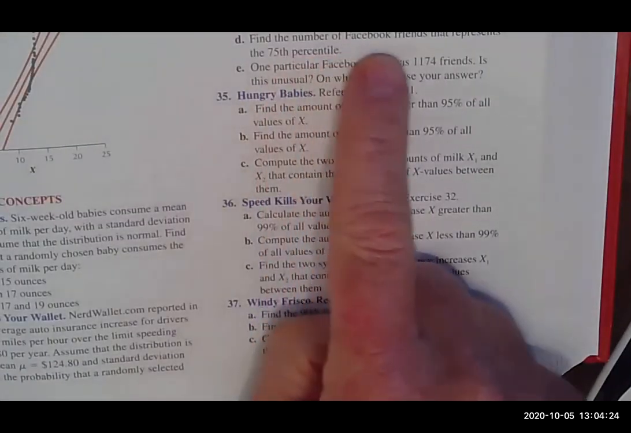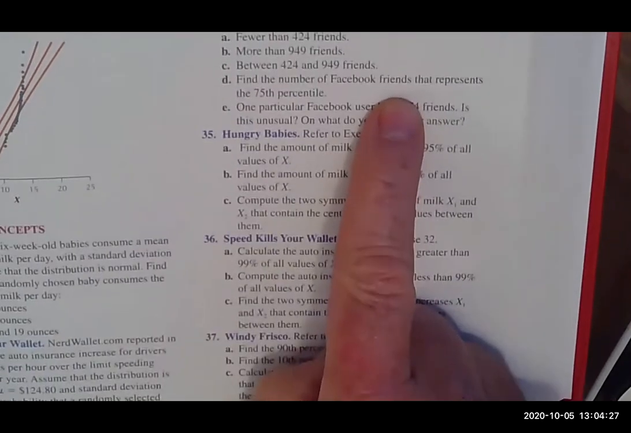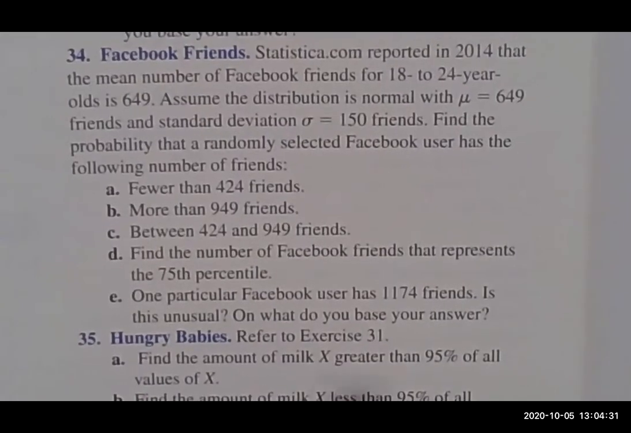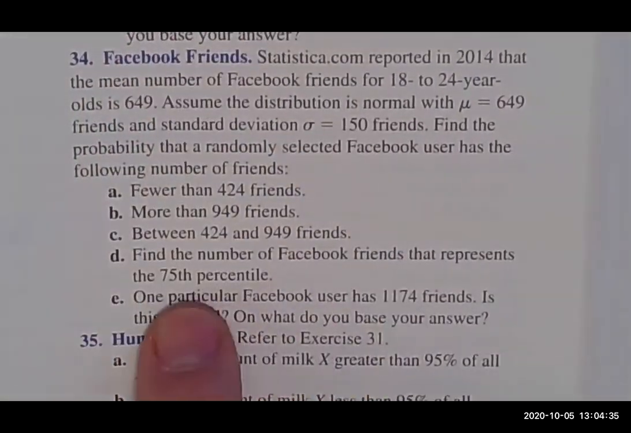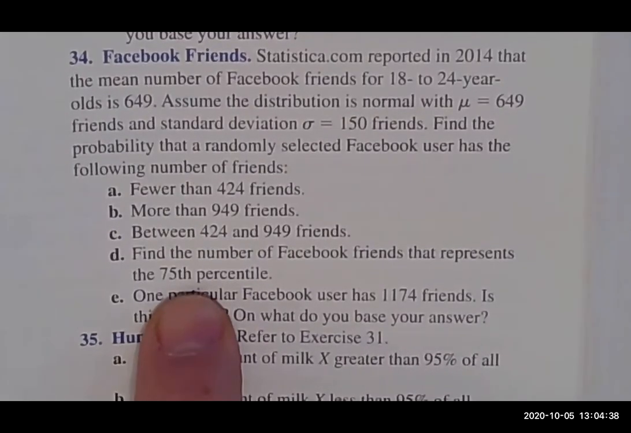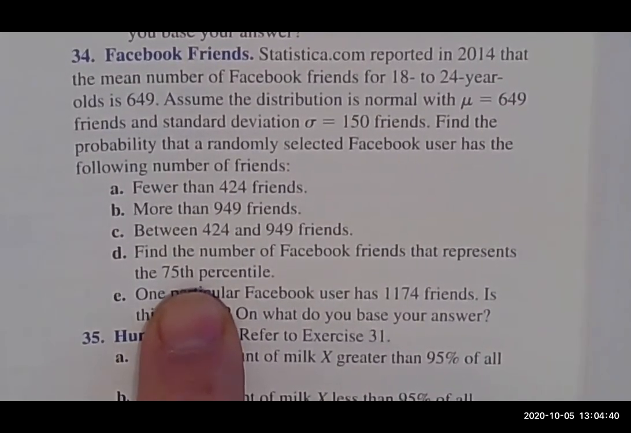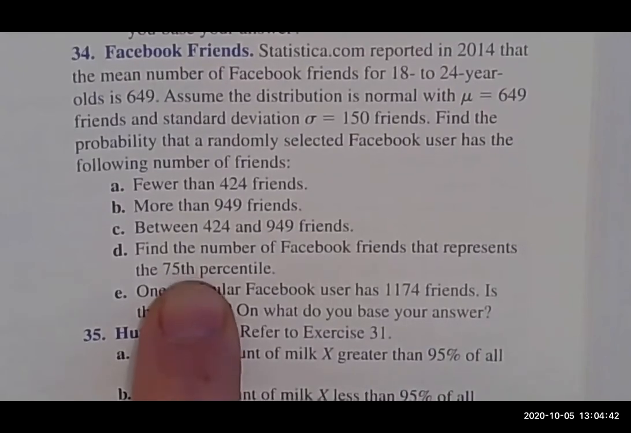Find the number of Facebook users, find the X value that represents, where am I? Right here, the 75th percentile. Okay, that's a common phrase. So I got to show you how to do something like that.